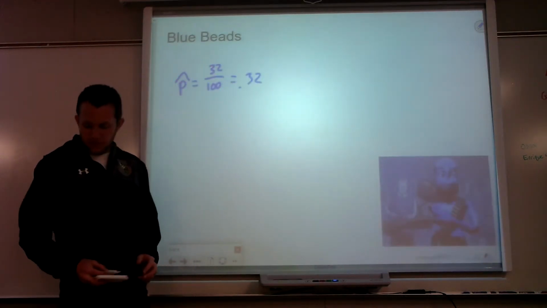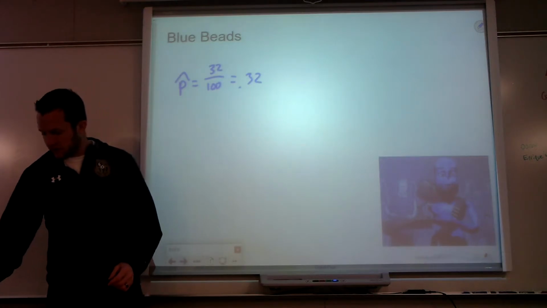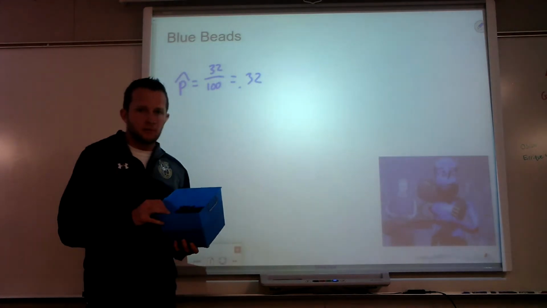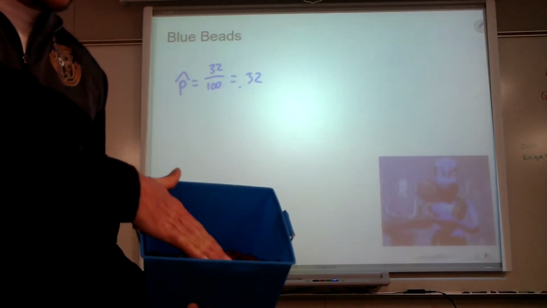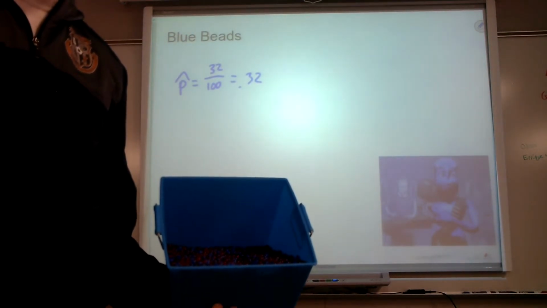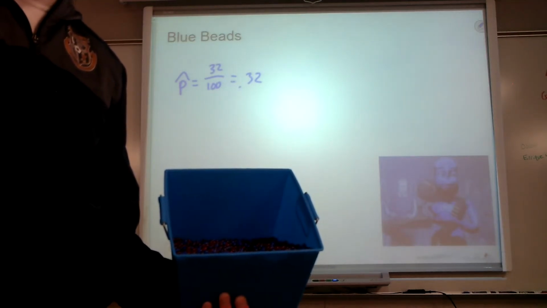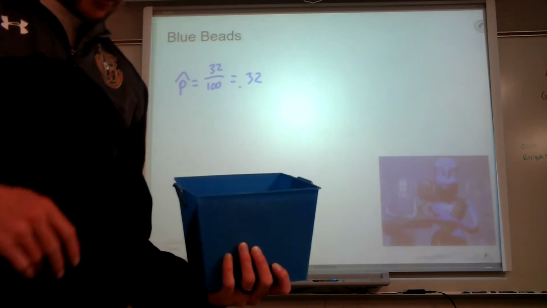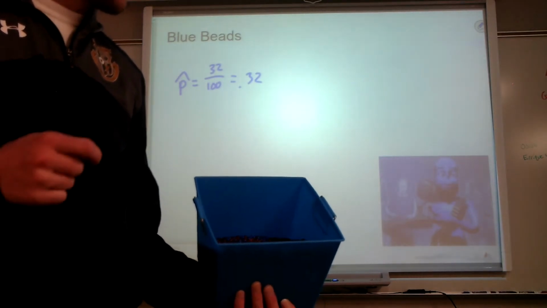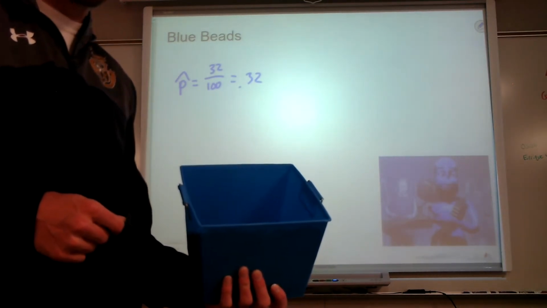We want to know what proportion of this bucket of beads that I have is blue. Maybe you've seen this before, but I hope you can see that all right, a bucket of about 15,000 beads. It's a lot of beads. I really hope I don't drop it. Now, some of those are blue and some of those are red. What proportion of these are blue?